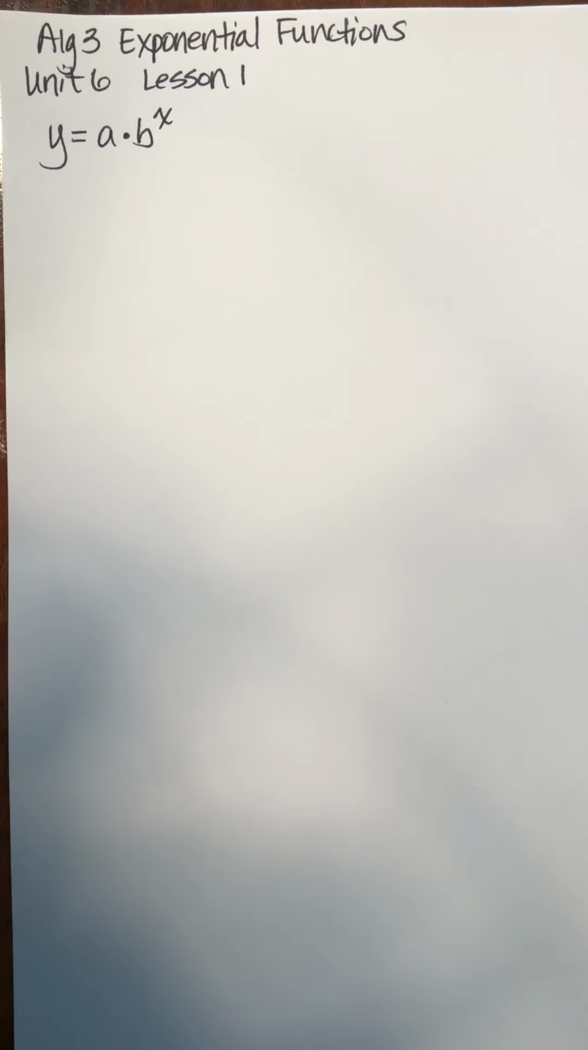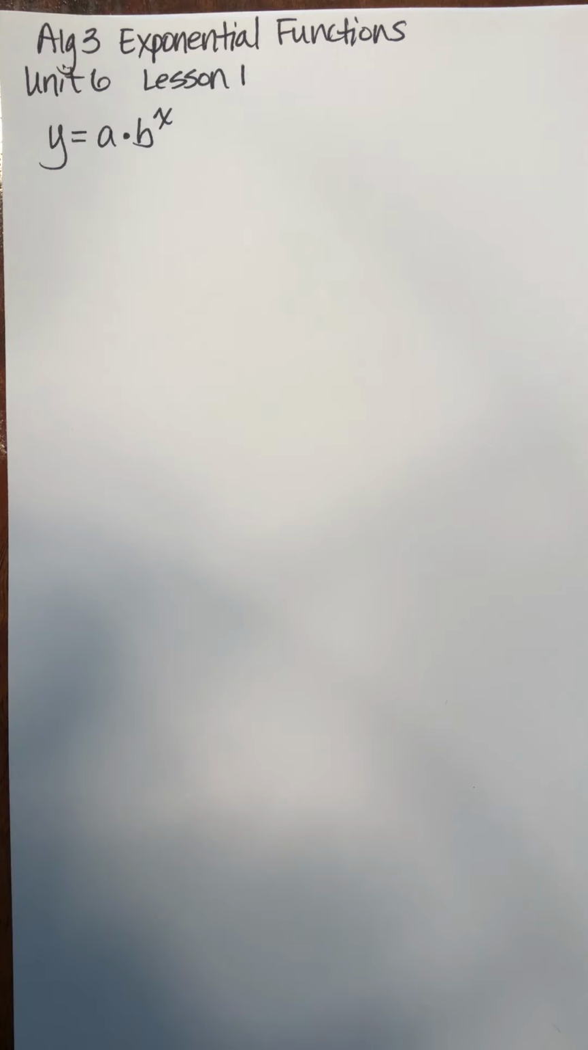Today we're going to look at exponential functions, and we're going to look at graphing them, telling the domain, the range, the y-intercept, and the horizontal asymptote. And we're also going to plot them on a graph. So the form for an exponential function is right here, y equals a times b to the x power.